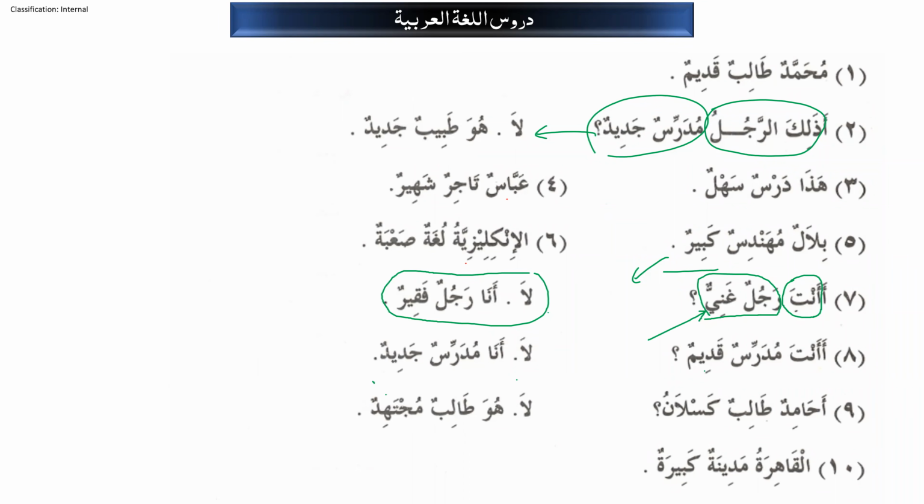La ana rajulun fakirun. No, I am a poor man. Sister, by watching the page you cannot read, right? No, ana rajulun fakirun. Sorry. La ana rajulun fakirun. No, I am a poor man. Okay, good. Continue.